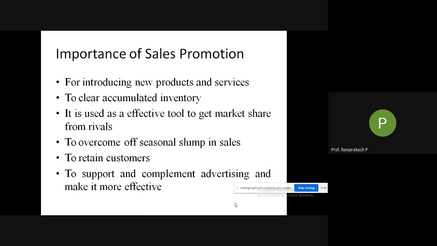It could be any time, or it could be 1 hour or half an hour. It could be like, okay, when you come and register from this time, if you book your product within half an hour, you'll get some discount, or some additional benefits, or some additional products as complimentary. So all these things are there. So it will support your advertising efforts and make it more effective. Fine. So these are the importance of sales promotion.